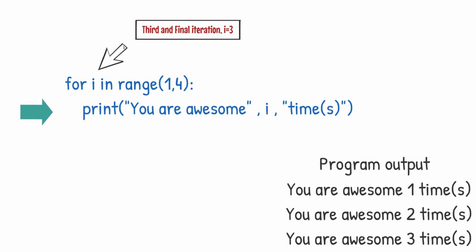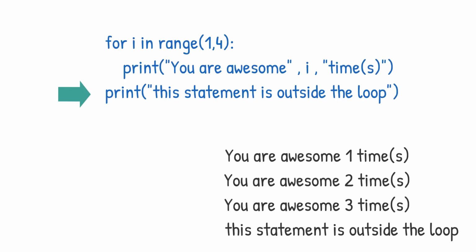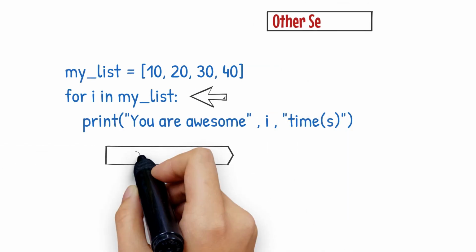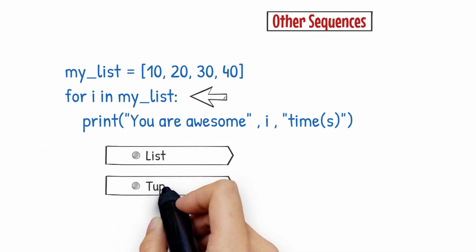For the final iteration, the last value 3 of the sequence is assigned to I, and the print gets executed one last time. If there are more statements after the for block, they get executed after all the iterations are completed. The sequence can be a list also.